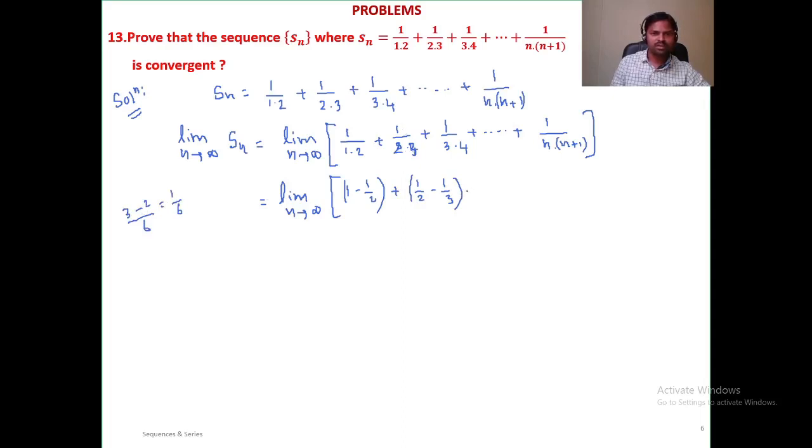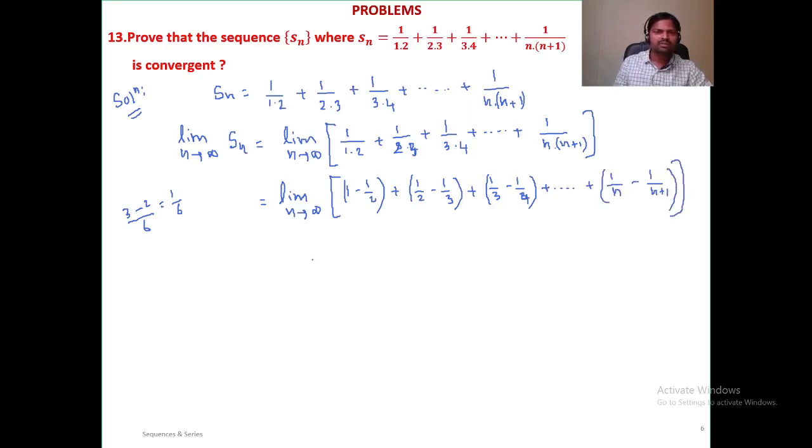Similarly, 1 by 3 into 4 I can write as 1 by 3 minus 1 by 4. Look at here, this 3 and 4 only I am writing, 1 by 3 minus 1 by 4. Take LCM again, we will get the same. So similarly, up to and so on, the last term will be 1 by n minus 1 by n plus 1. Again take LCM and simplify, you will get the same.